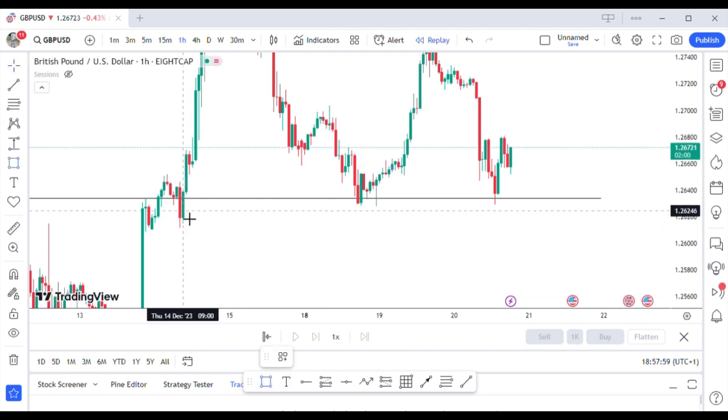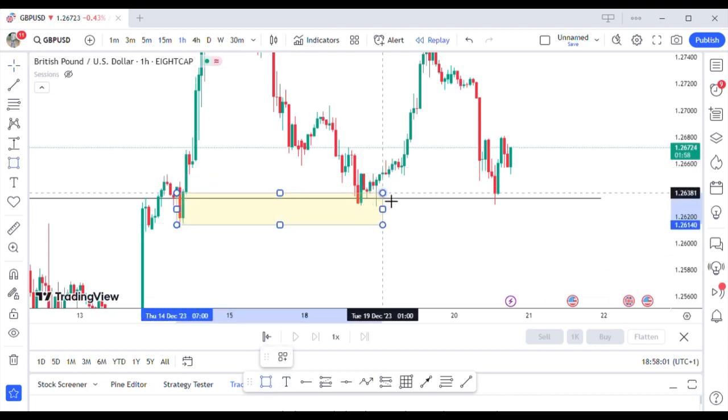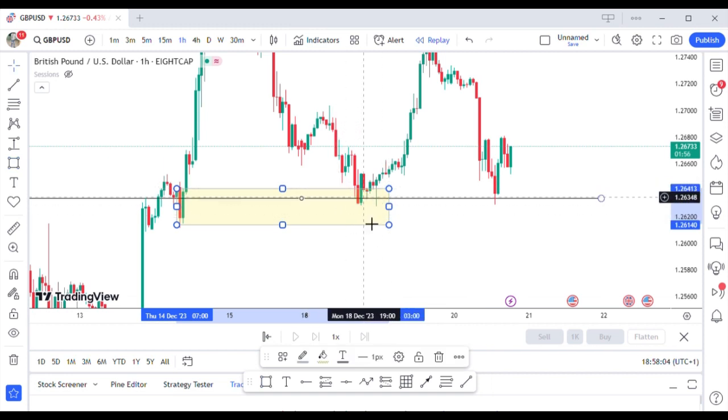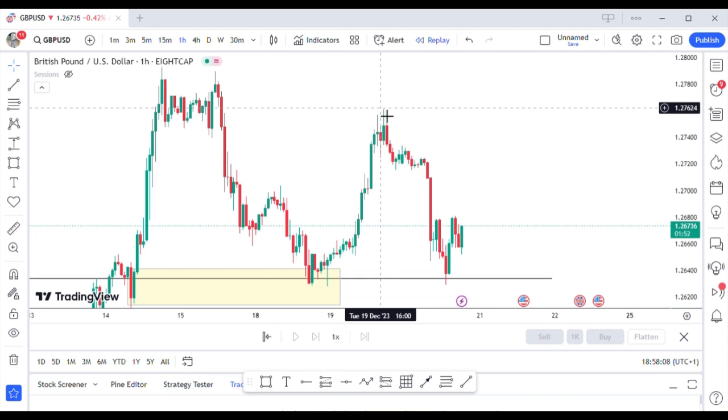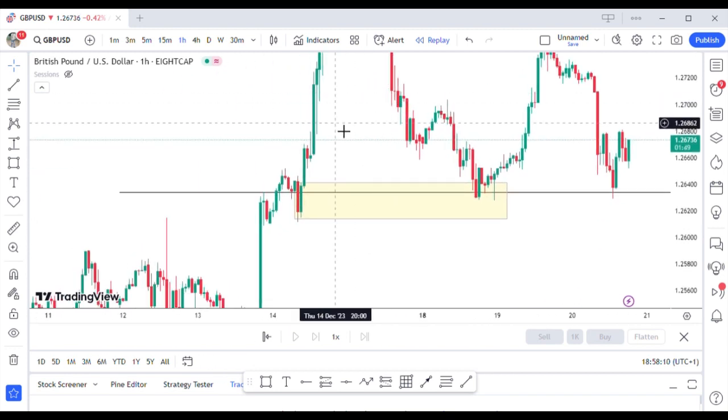You can see we have an order block here. Price just came all the way down to tap into the order block. Can you see? Then after that, price went bullish. So that is just the way to trade this as a scalper or intraday trader.